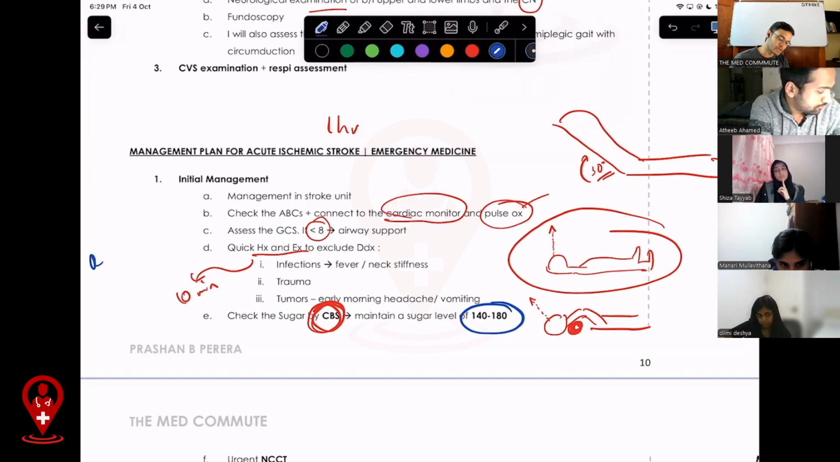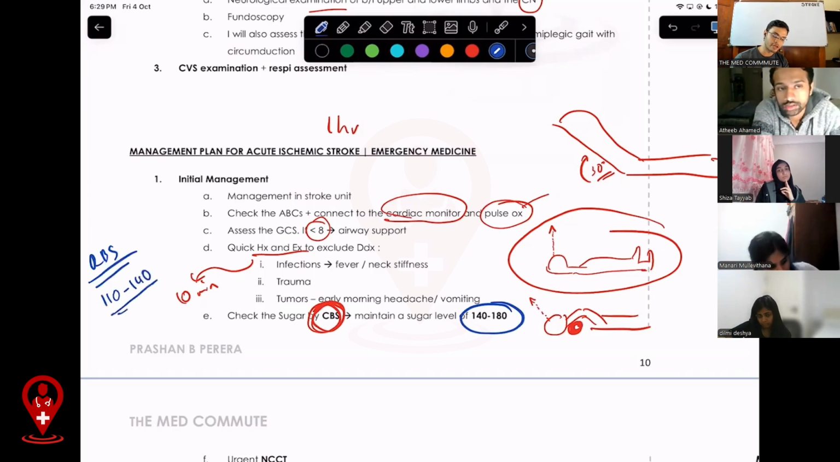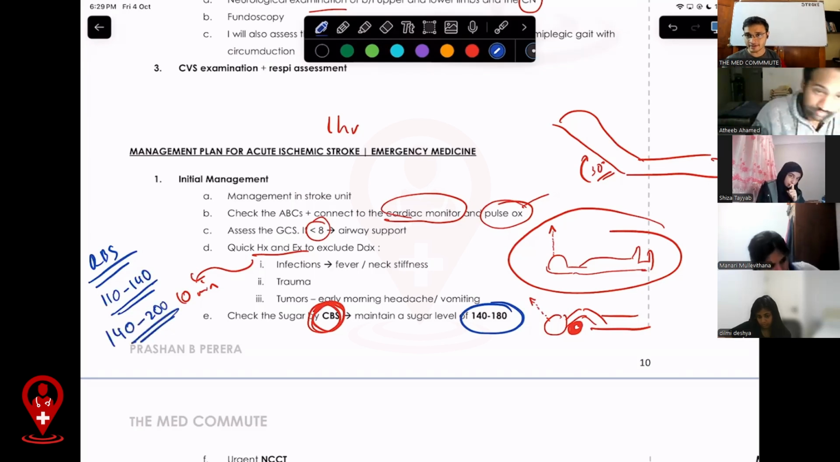Now, you all know when you consider random blood sugar, right? In a normal person, we say around 110 to 140 is the normal range. Random blood sugar. Random, not fasting, random. Then if you take pre-diabetes, we say 140 to somewhere around 200 is pre-diabetes, and more than 200 is diabetes.